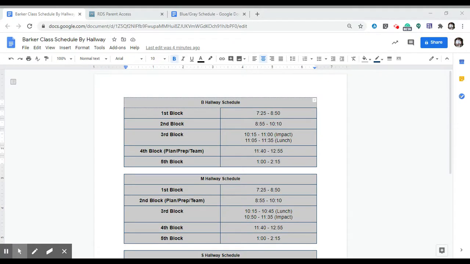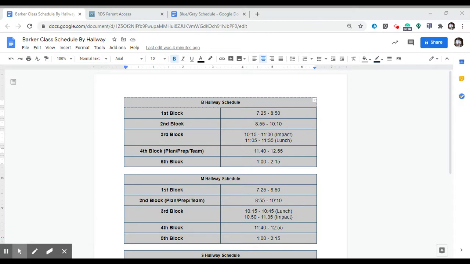This time we're going to be going over the student schedule. Specifically, we're having issues with where the blocks line up on the blue and the gray days. There's some confusion with that with impact and lunch times. So what I did is I created a Google Doc, and I'm going to share that with everybody right next to this link. So students will be able to go in and create their own schedule. It should make it easier for them to see.